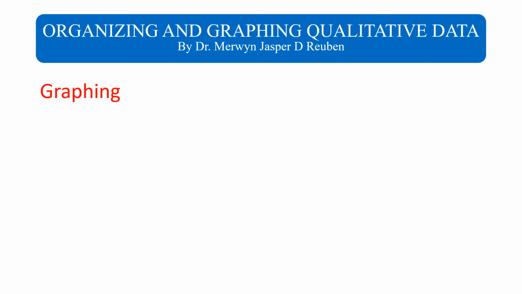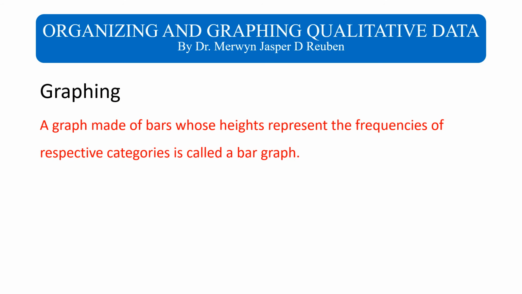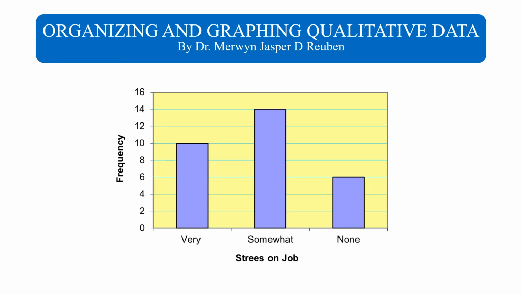Next, we go to graphing of the qualitative data. Bar graph. A graph made of bars whose heights represent the frequencies of the respective categories is called a bar graph. So this is a bar graph. Here on the x-axis we take the variable categories and there are three of them. So we divide the x-axis into three parts and write down very, somewhat and none. On the y-axis we take the frequency.